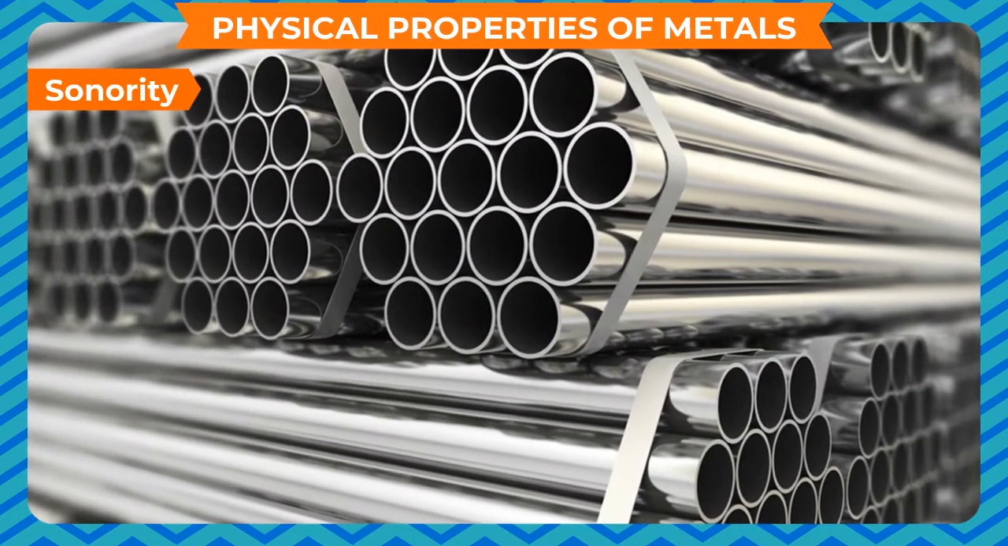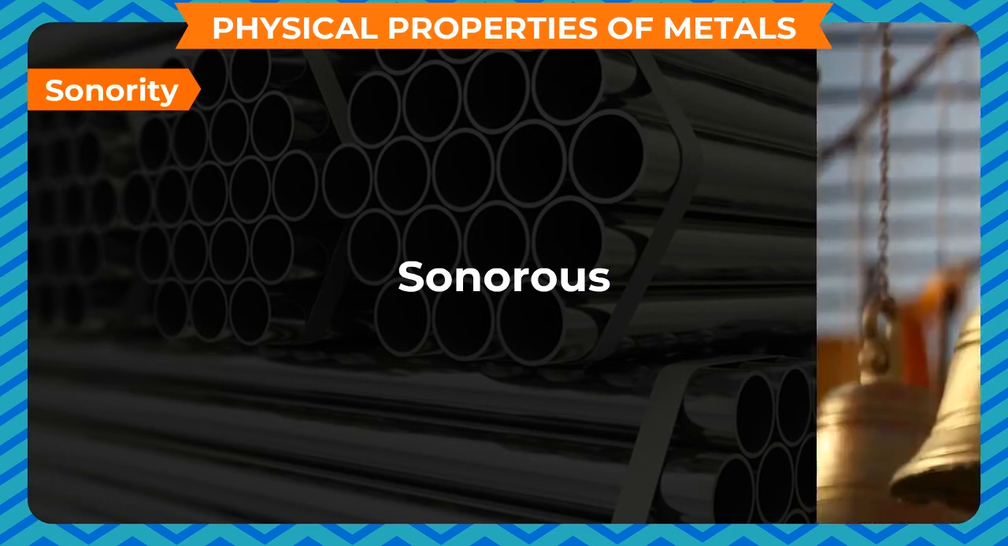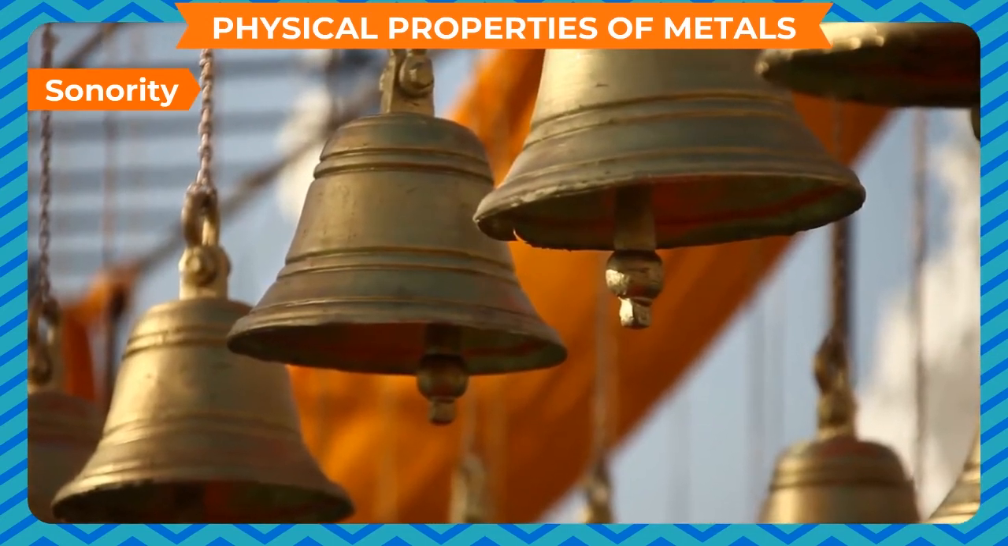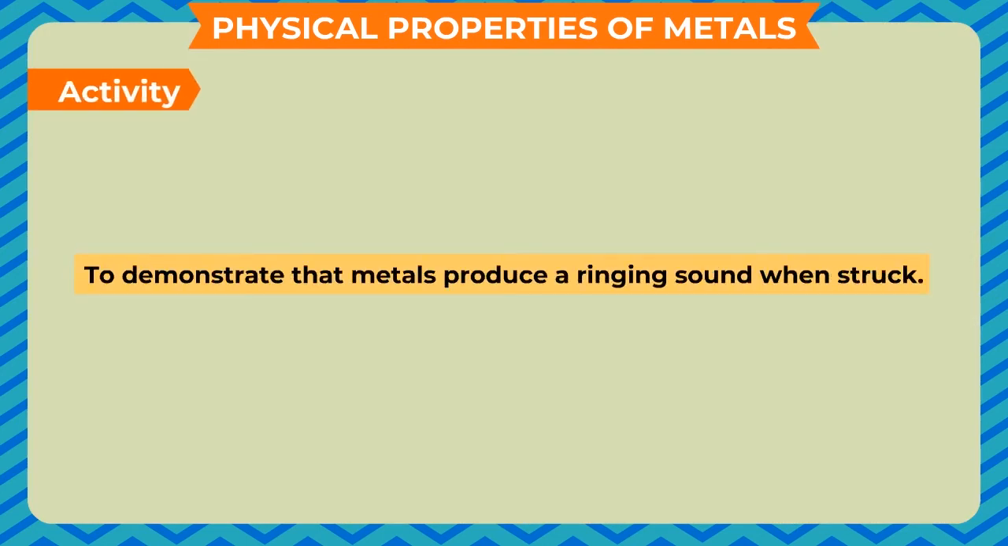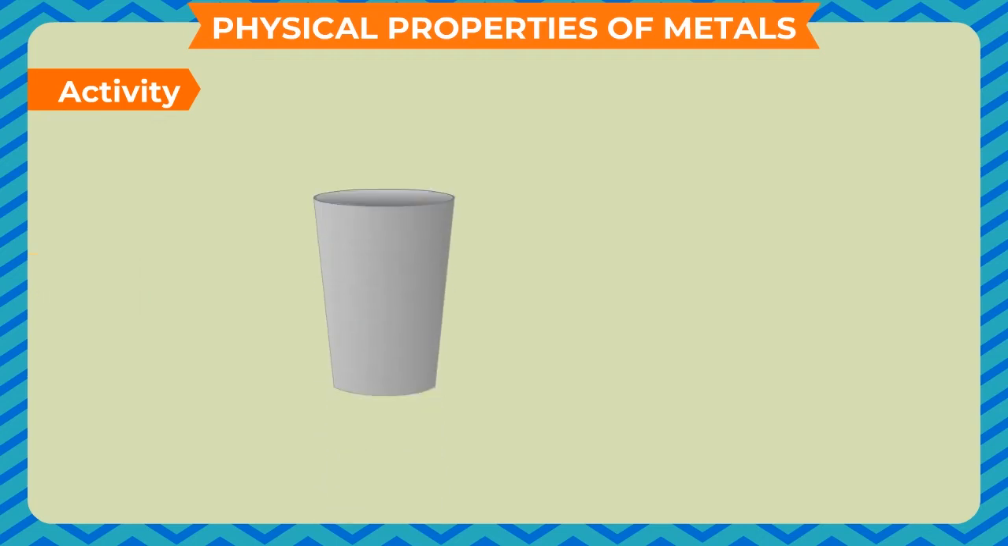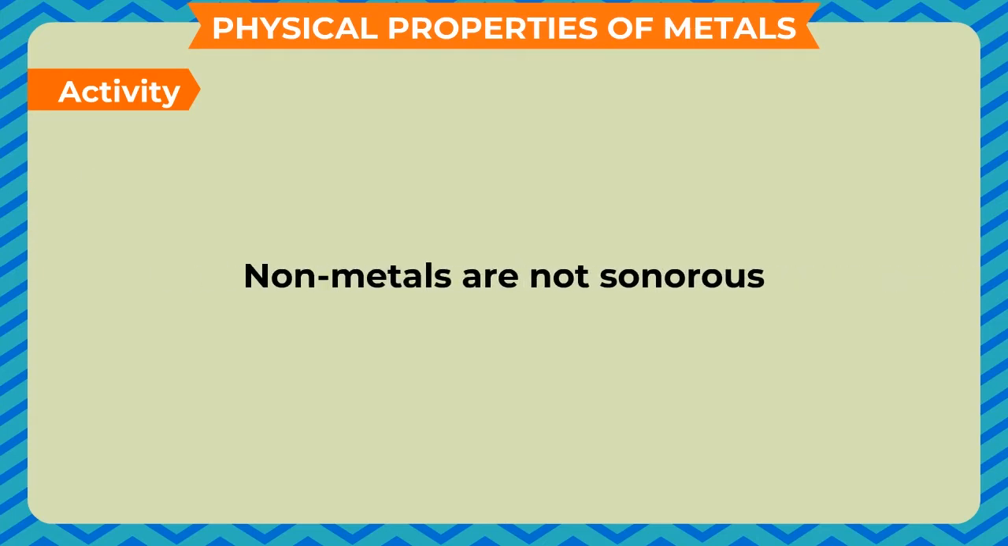Sonority. On being hit, metals produce a typical sound. They are said to be sonorous. This property is made use of in making temple bells. To demonstrate that metals produce a ringing sound when struck, strike a metal utensil with a metal spoon. Note the kind of sound emitted. Now, strike a piece of coal with the same spoon. Do you find a difference in the kind of sound produced? Most metals produce a ringing sound when struck, that is, they are sonorous. Non-metals are not sonorous.